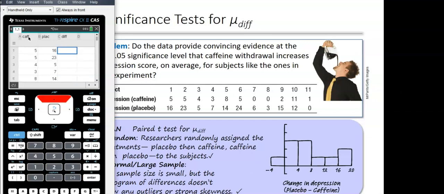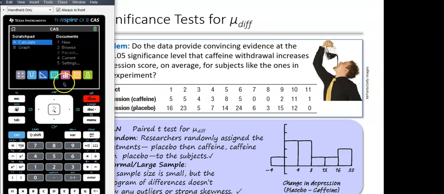So in this third column, I want to do the diff. So I want to do equals. We said the order was placebo minus caffeine. And they got bold because I typed them. They're variables. I'm referencing the variables. I put an equal sign first, so it'll calculate all those differences for us. So that's really the data I'm looking at.